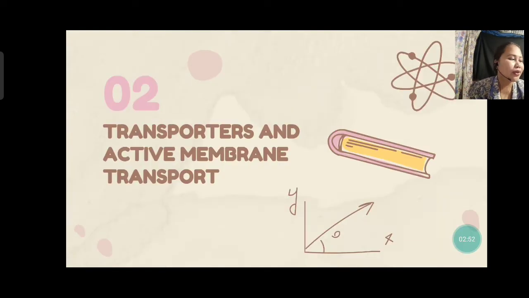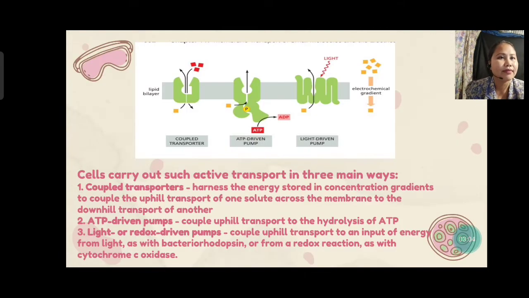So, after we have learned the three principles of membrane transport, we then proceed to the transporters and active membrane transport. Cells carry out active transport in three main ways. These are the coupled transporter, the ATP-driven pump, and the light-driven pump.